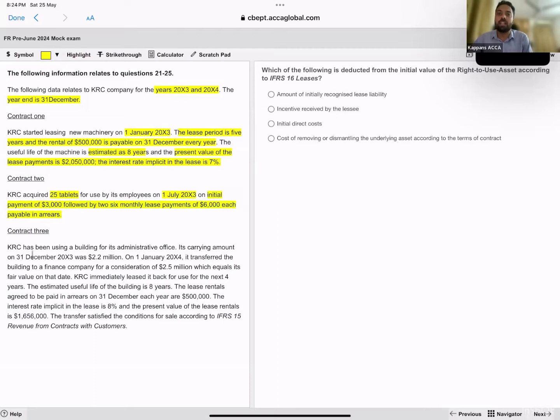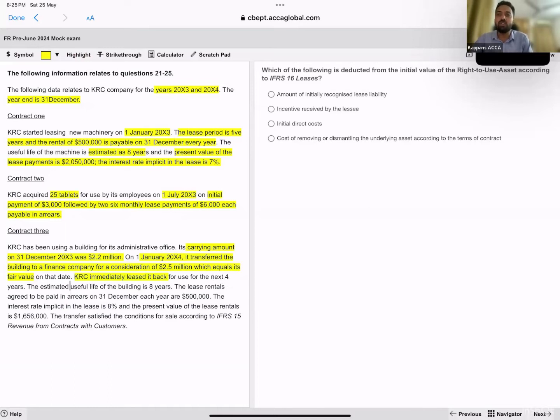Contract 3. KRC has been using a building for its admin office. Its carrying amount on 31st December X3 was 2.2 million. On 1 January X4, it transferred the building to a finance company for a consideration of 2.5 million, which equals its fair value on that date. KRC immediately leased it back for use. So it is a sale and leaseback for the next 4 years.